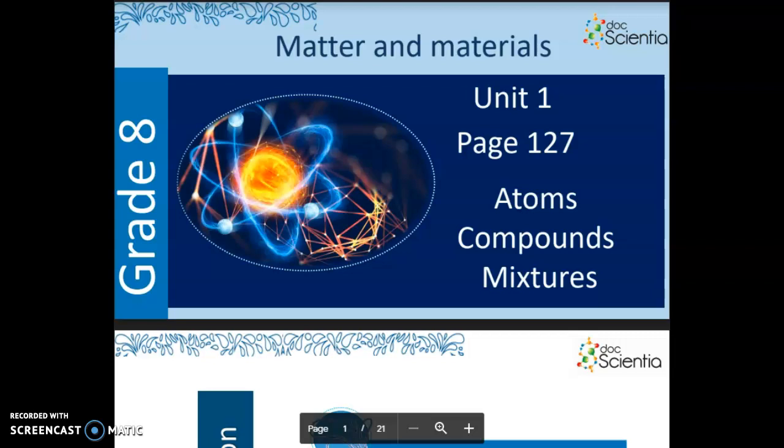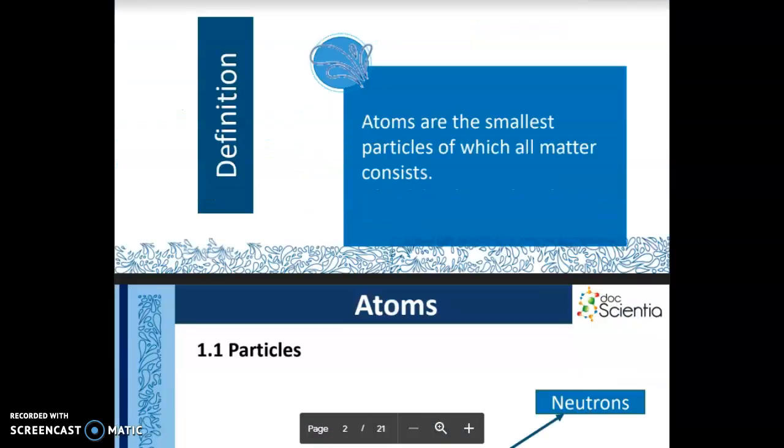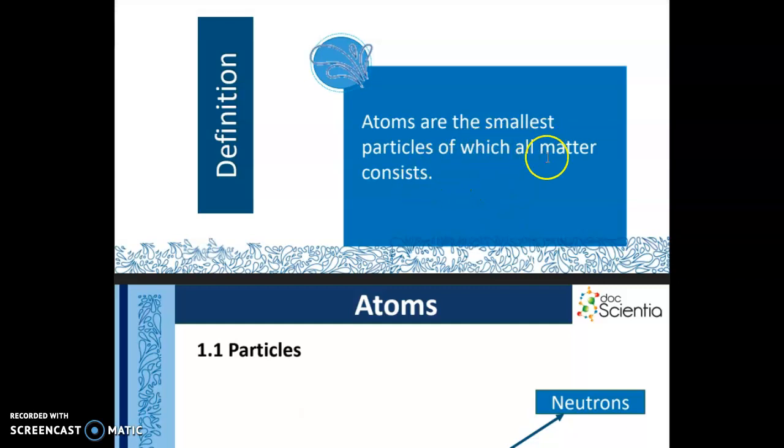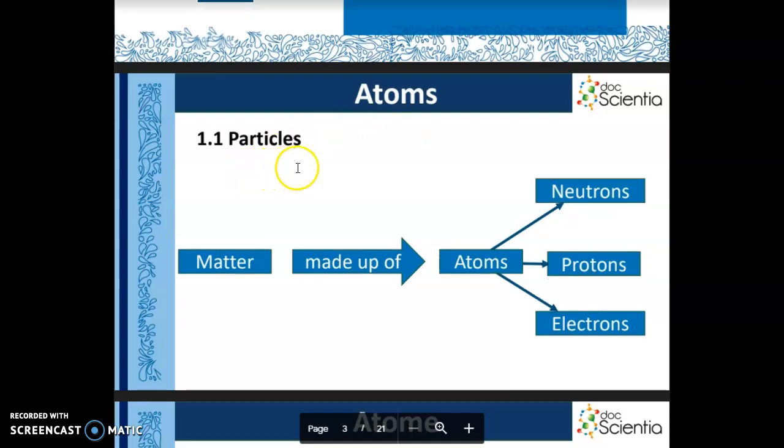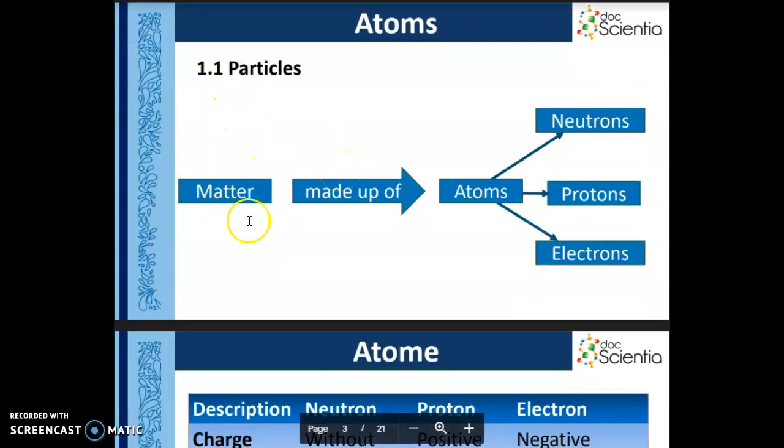We are learning about atoms, compounds, and mixtures in Unit 1 of our book. And I'm just going to read through everything so you can just listen and look. The definition of an atom is that atoms are the smallest particle of which all matter consists. 1.1 Particles. Matter is made up of atoms, and atoms are made up of neutrons, protons, and electrons.